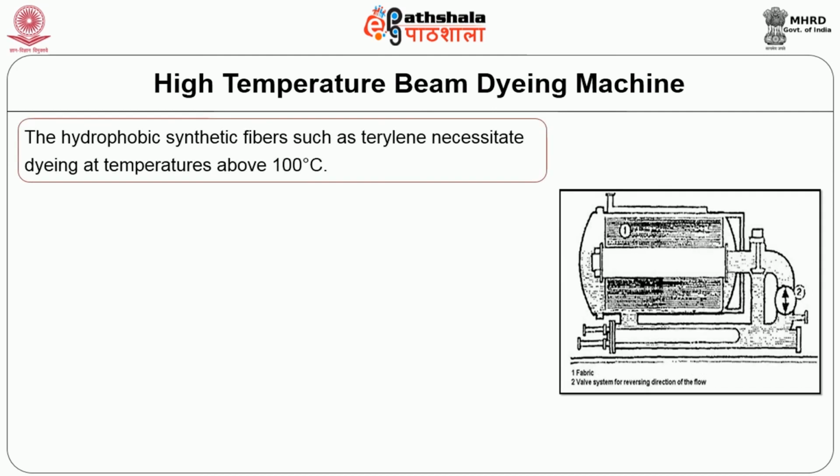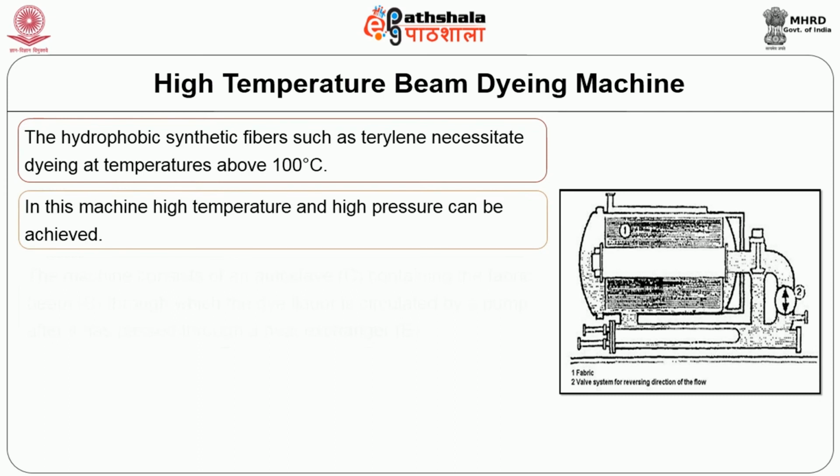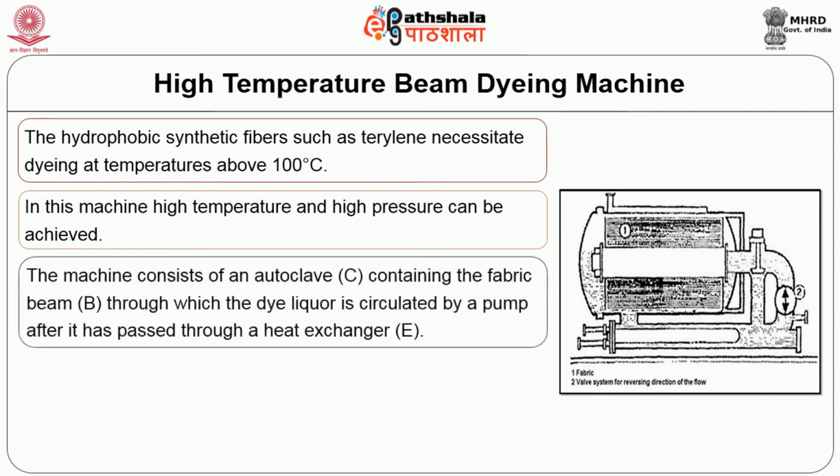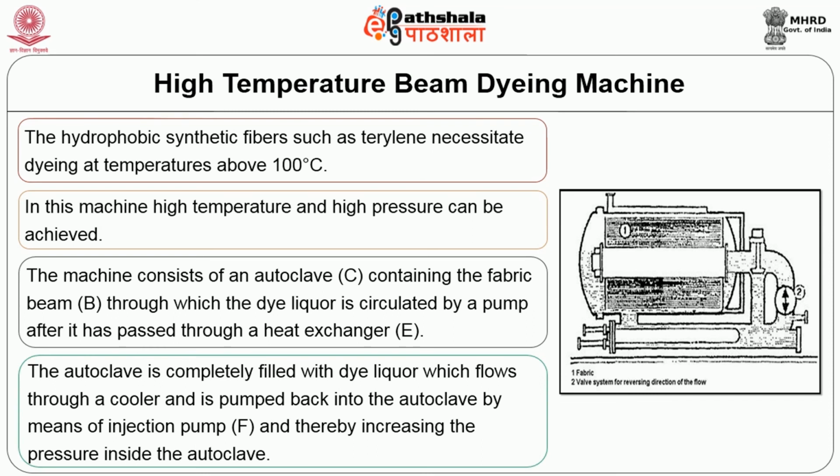The hydrophobic synthetic fibers such as terylene necessitate dyeing at temperatures above 100 degrees centigrade. In this machine, high temperature and high pressure can be achieved. The machine consists of an autoclave C containing the fabric beam through which the dye liquor is circulated by a pump after it has passed through a heat exchanger E. The autoclave is completely filled with dye liquor, which flows through a cooler and is pumped back into the autoclave by means of injection pump F, thereby increasing the pressure inside the autoclave.